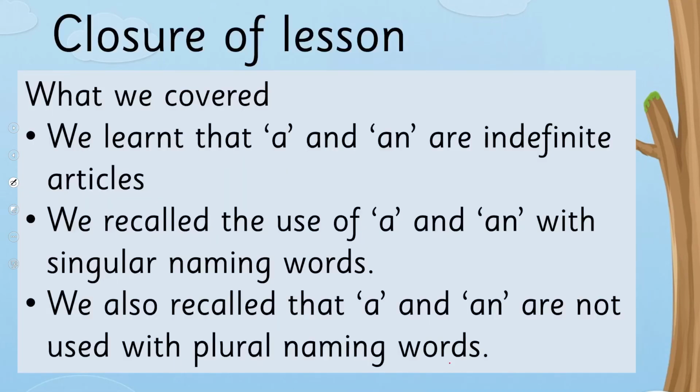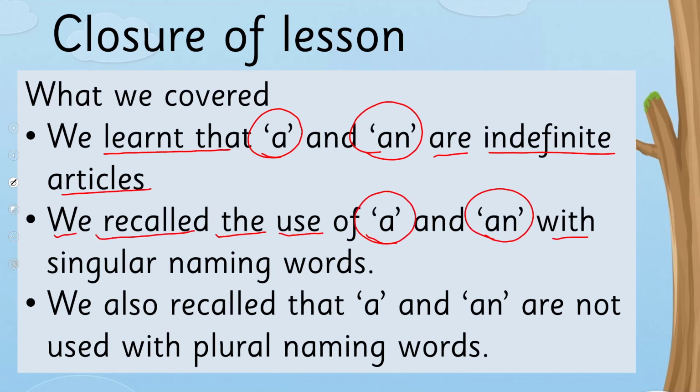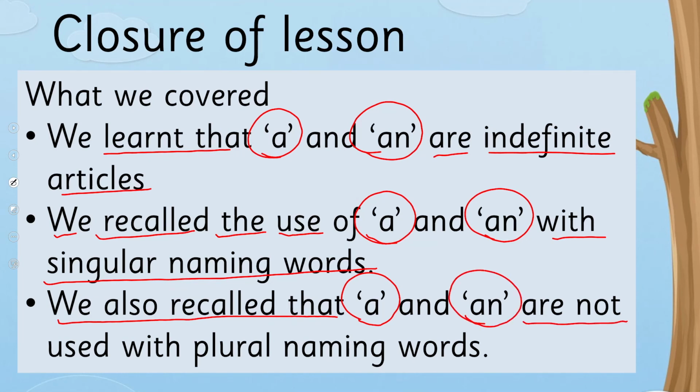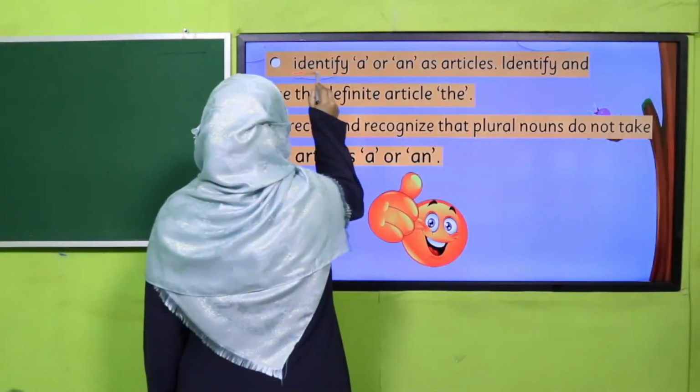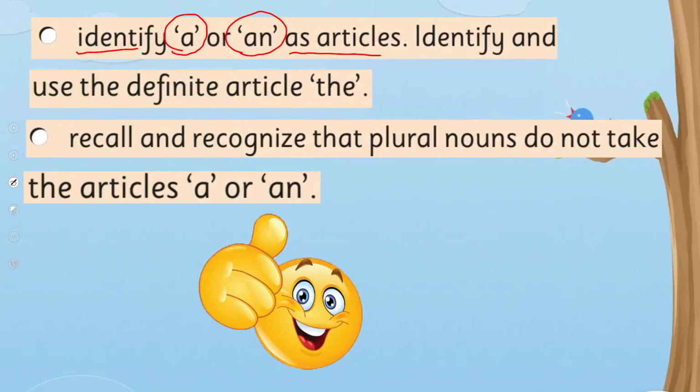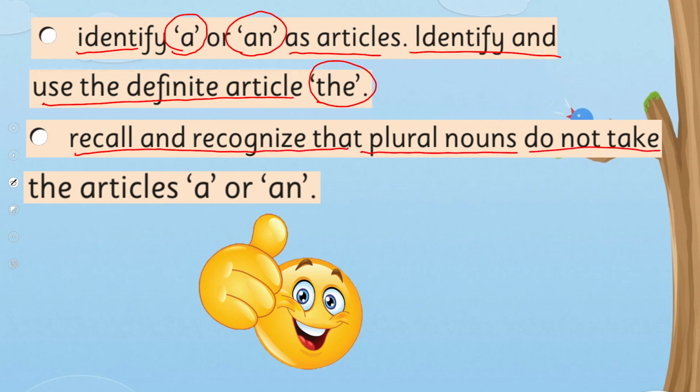So what have we learned today? We learned that a and an are indefinite articles. We recalled the use of a and an with singular naming words, and we also recalled that a and an are not used with plural naming words. In this way, we achieved our SLOs to identify a or an as articles, identify and use the definite article the, and recall and recognize that plural nouns do not take the article a or an.